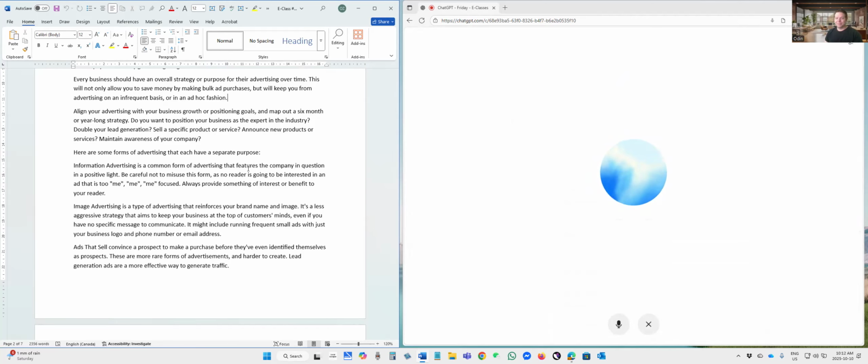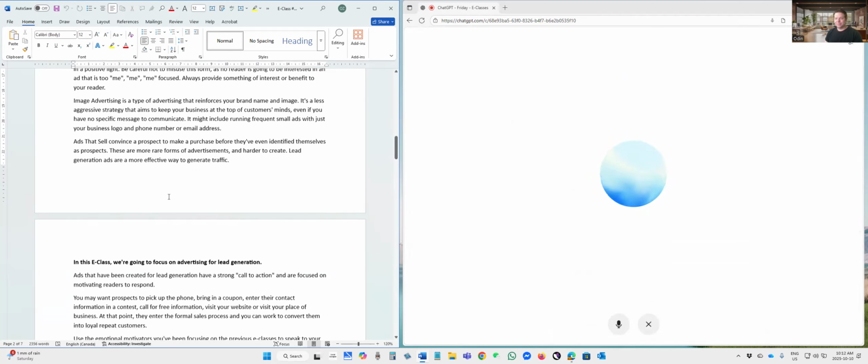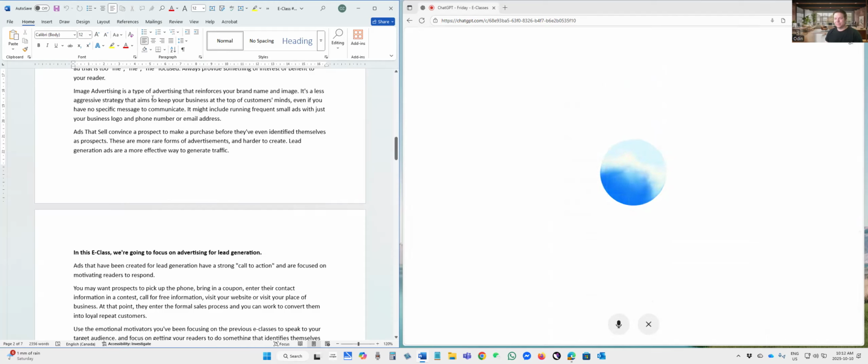Image advertising is the type of advertising that reinforces your brand name and image. It's a less aggressive strategy that aims to keep your business at the top of customers' minds, even if you have no specific message to communicate. It might include running frequent small ads with just your business logo and phone number or email address.